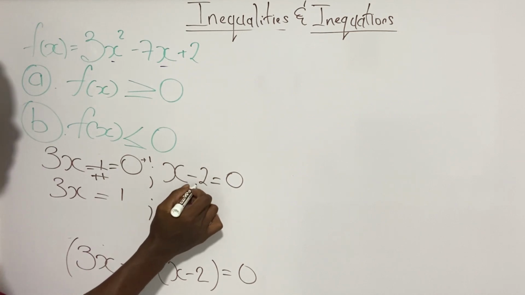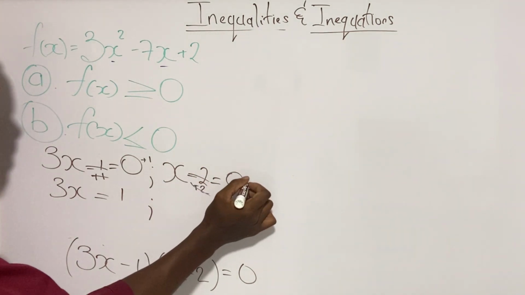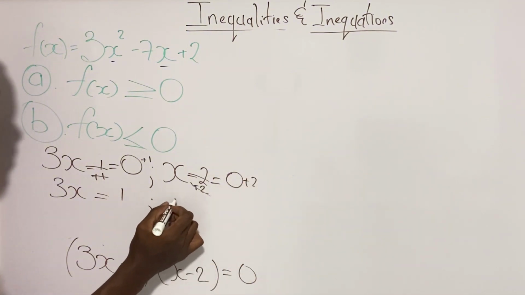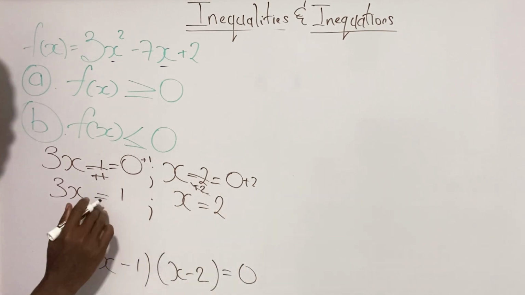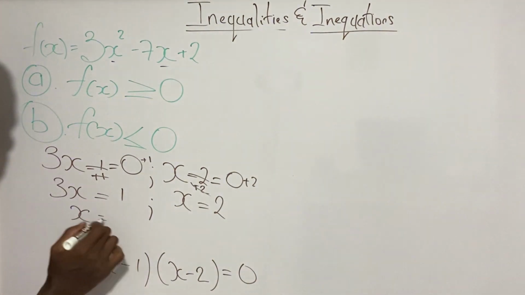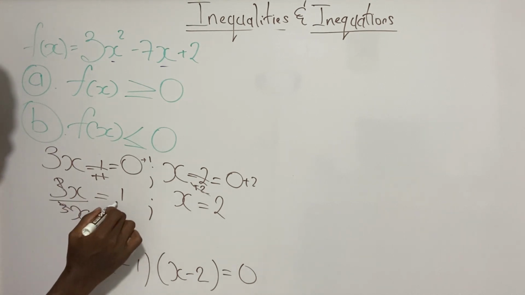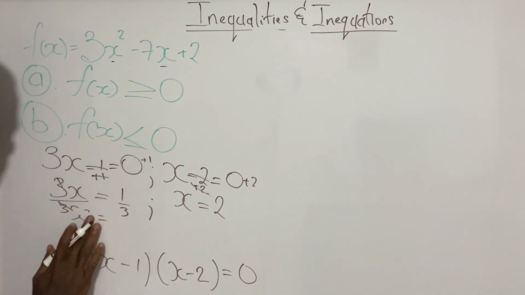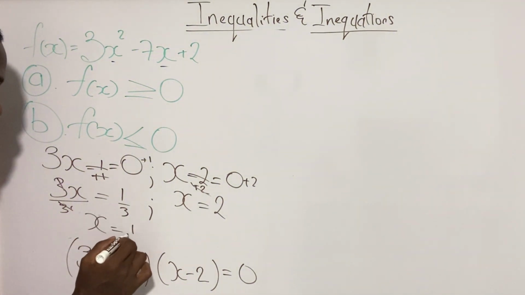So this is negative 2. We're going to add 2 to remove this negative 2, and it's going to come over here also as positive 2. So we have right here that x equals 0 plus 2, which is just going to give me 2. And here I have x equals, we're going to get rid of this 3 by dividing. And in dividing this 3, we also divide it here. So we have x is equal to 1/3.